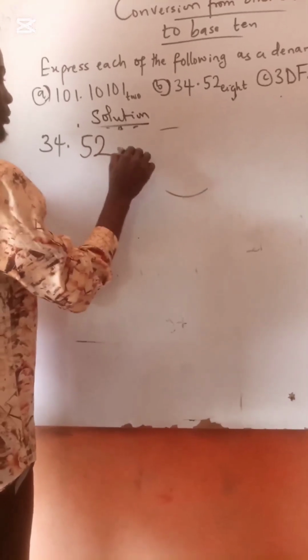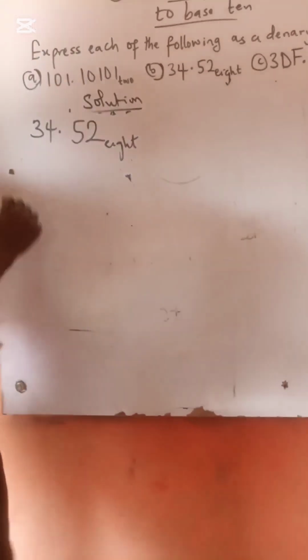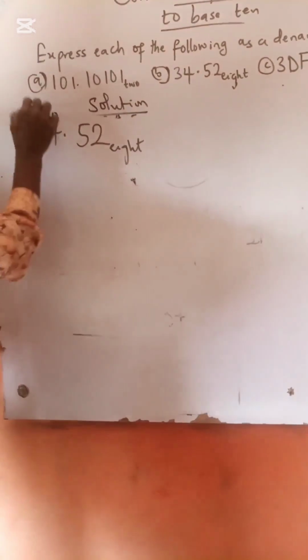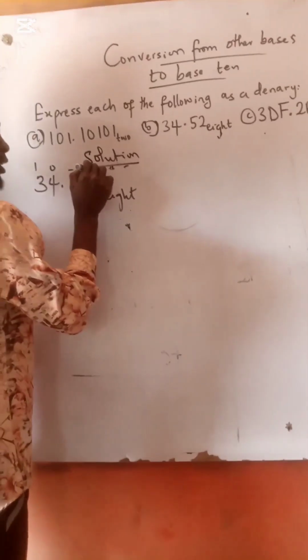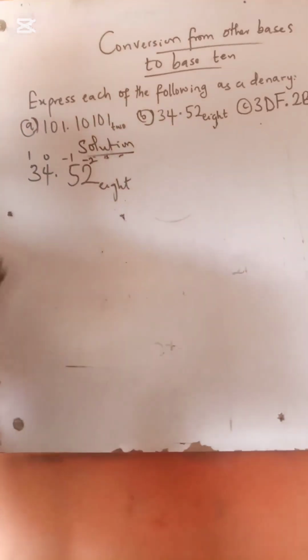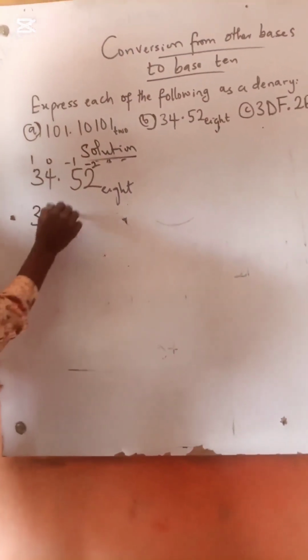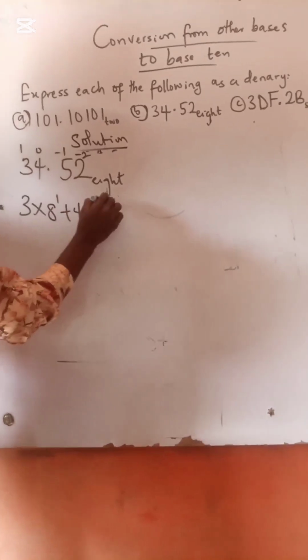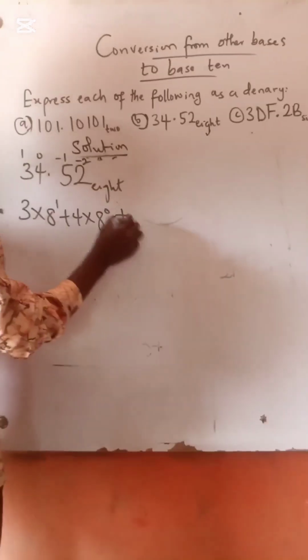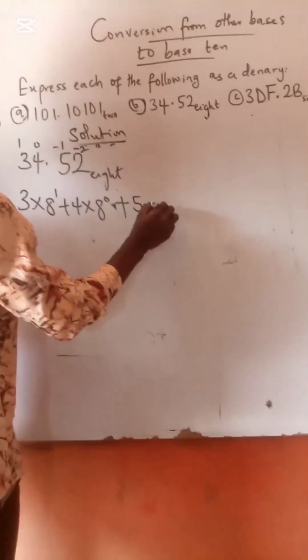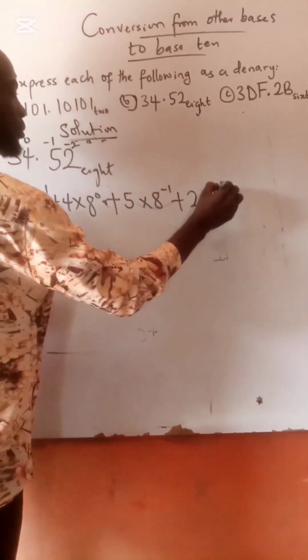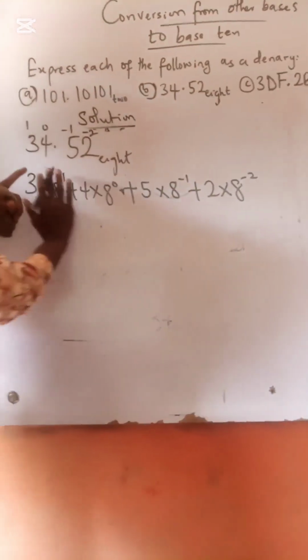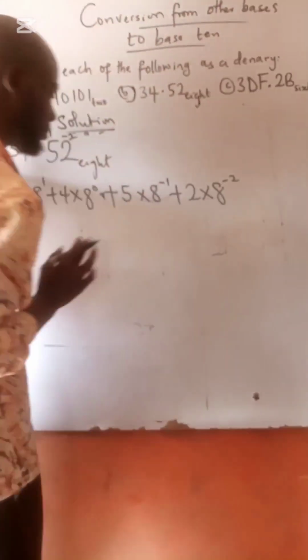34.52 base 8. So I won't take much time now. So we know that there is 0 8 present here, 1 8, and negative 8 power of 1 and negative of 2 here. Now let's expand. We have 3 times 8 power 1 plus 4 times 8 power 0 plus this one can also be done as 5 times 8 power minus 1 plus 2 times 8 power minus 2. You can see that I did not separate it the way I did the first one. You can also do it like this.